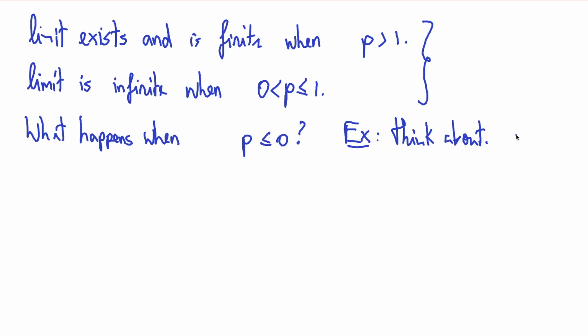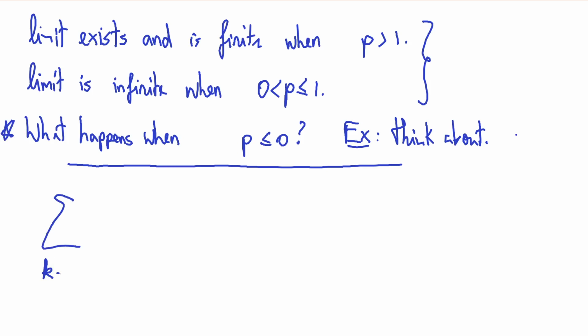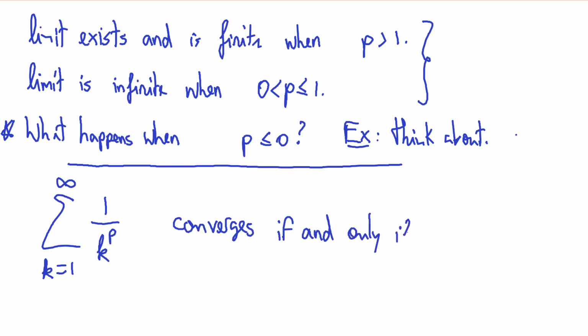Okay, so from this we can draw a conclusion, which is this so-called p-test. The p-test says that the series from k equals 1 to infinity of 1 over k to the p, so this is the p-series here on the left, converges if and only if this exponent p is greater than 1. Right, so let me give an example: the sum from k equals 1 to infinity of 1 over k squared. That guy converges.